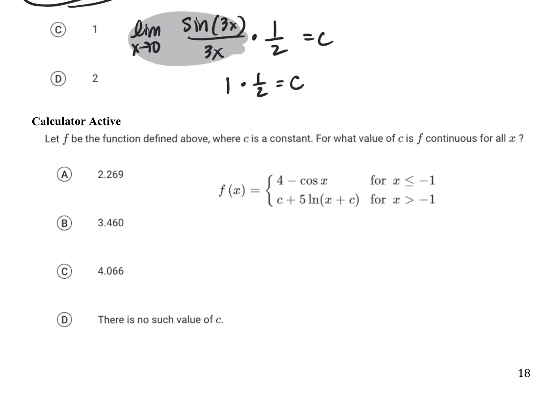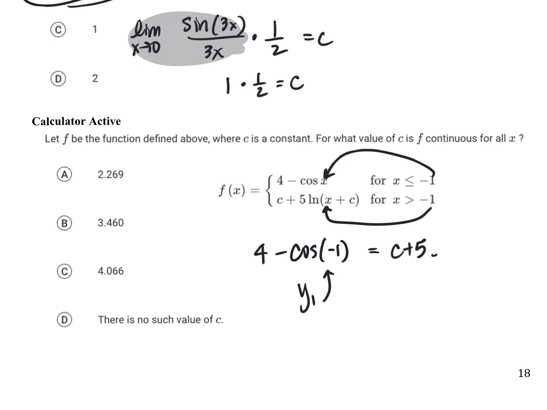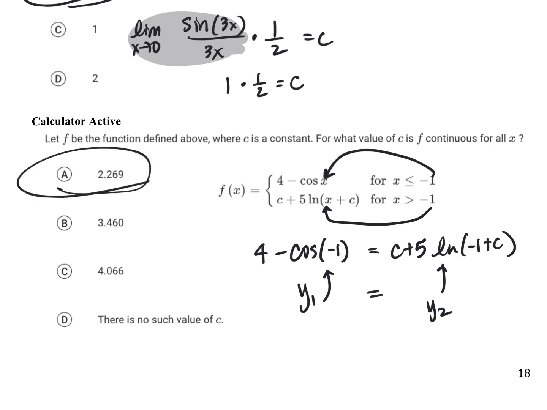He says just set them equal. I agree. Where are we setting them equal? What am I plugging in for x? -1. Yeah, make sure you're plugging in that -1 for your x's. So we're going to type 4 minus cosine of -1 in for y1. C plus 5 ln of -1 plus c in for y2. Second, trace intersect. Move your cursor close to the intersection. Enter, enter, enter. All right, I got 2.269.